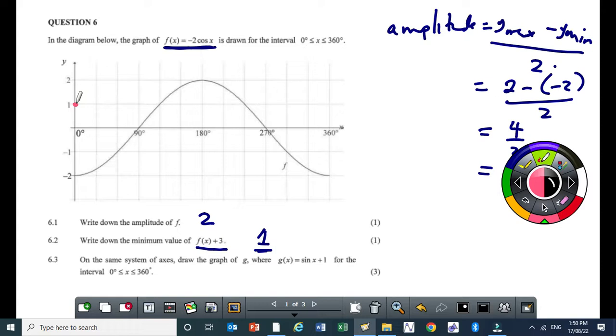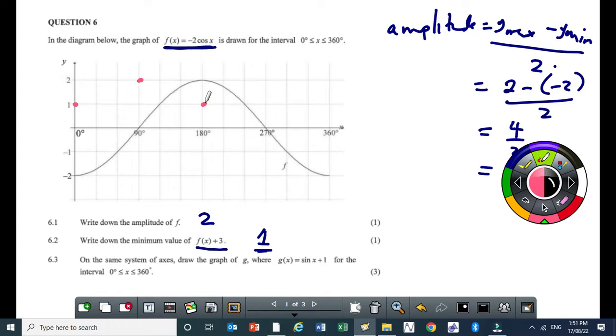Remember this is the sine graph. So we start at 0, then 90, 180, 270, then 360. Sine 90 gives me a 1. 1 plus 1, I'll get a 2. So when x is 90, y is going to be a 2. Then when x is 180, sine 180 gives you a 0. So 0 plus 1 will give you a 1, and you end up getting a point there.